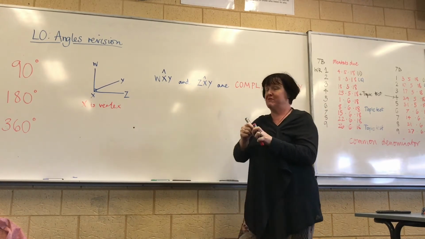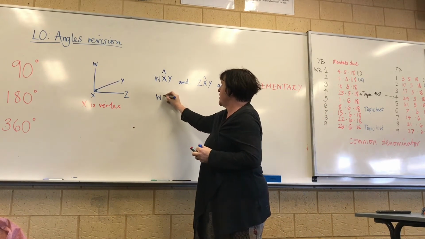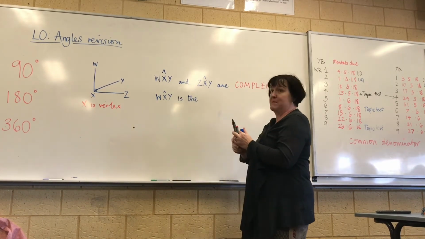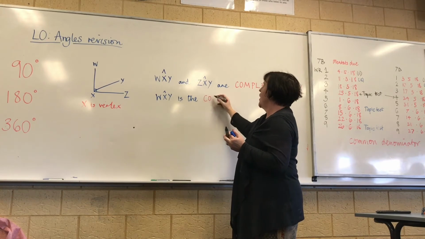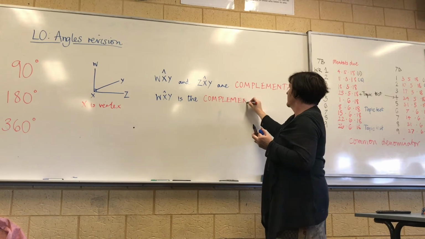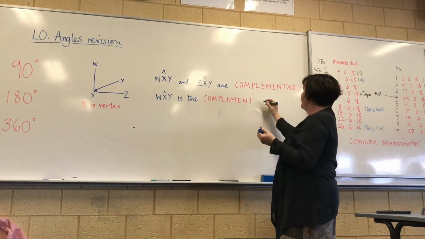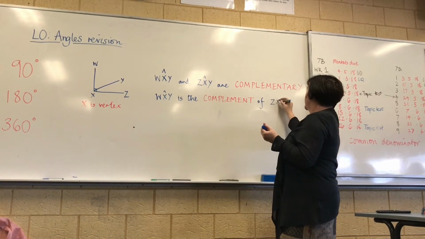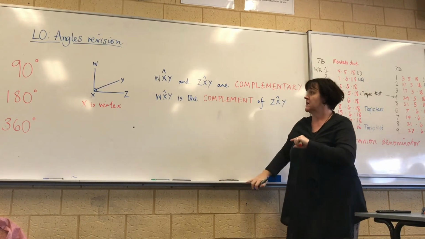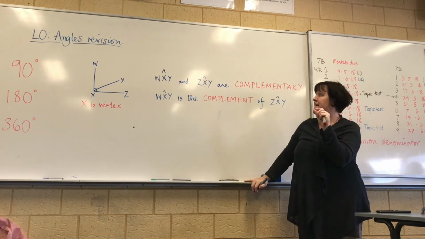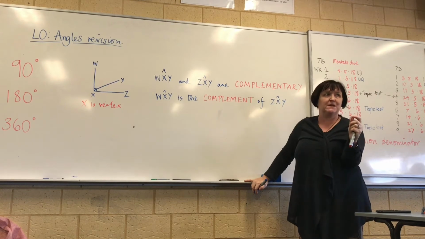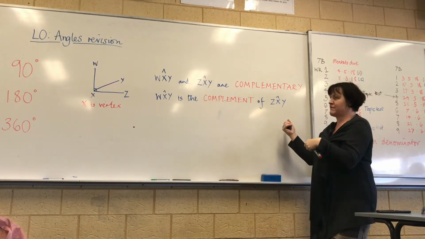The other way that it could be written is that WXY is the complement of ZXY. So you will see it written both ways. WXY and ZXY are complementary, or that WXY is the complement of the other angle.